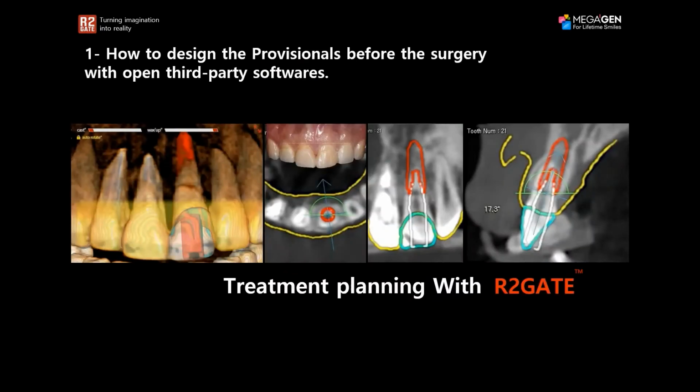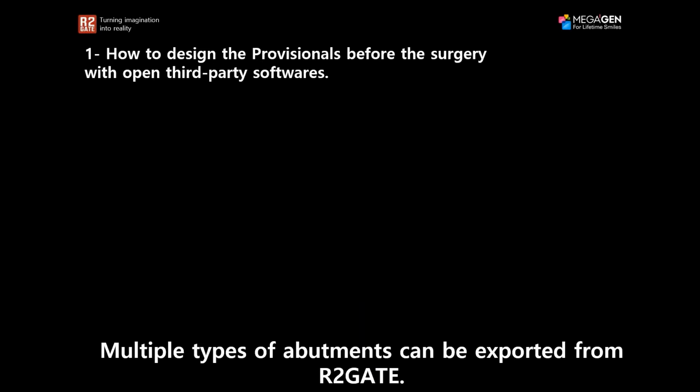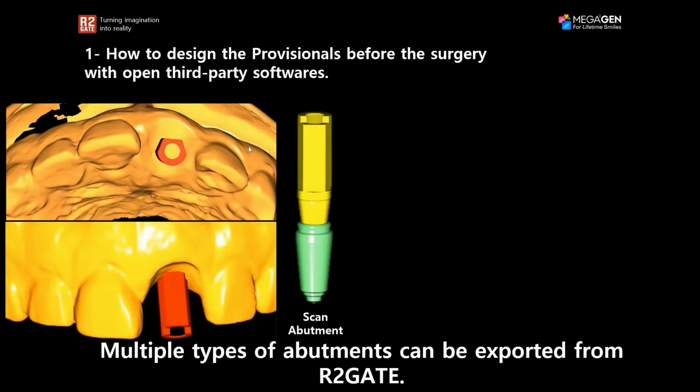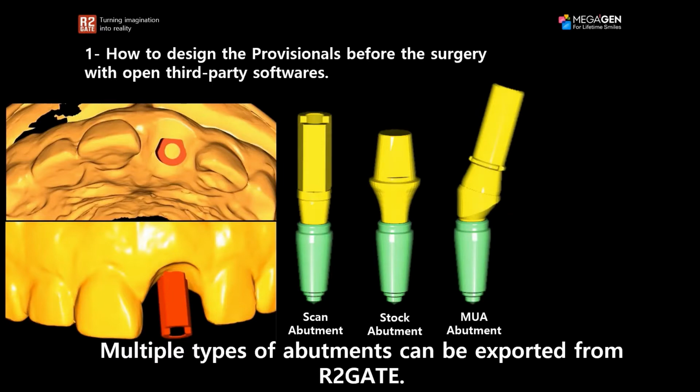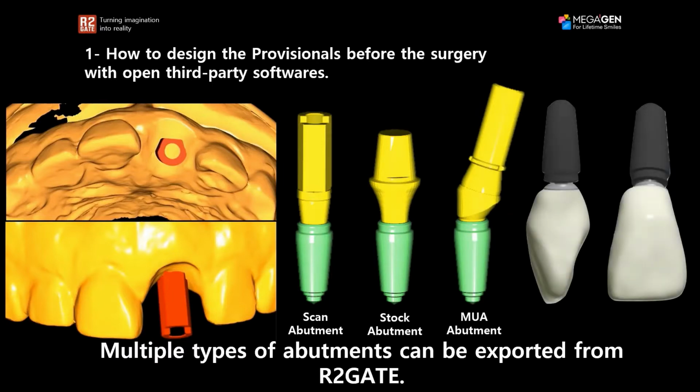Number one, how do we design the provisionals before the surgery with open third-party software? Well, in the R2GATE software, when you're treatment planning your implant, you have the option to export a lot of different types of abutments from the software. These could be a scan abutment, and you could use that scan abutment and model in order to design the crown before the surgery. Number two, you could also export a stock abutment from the R2GATE software, and you could also export a multi-unit abutment. And that allows you to design the prosthesis before the surgery.